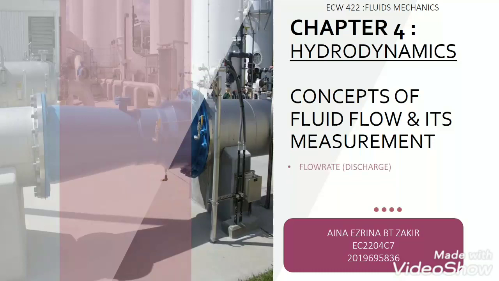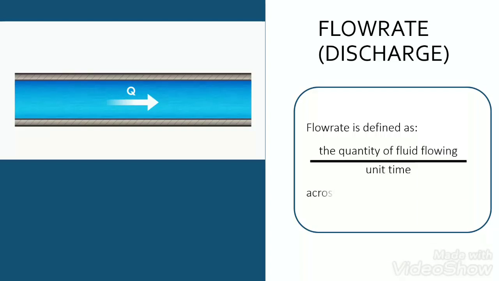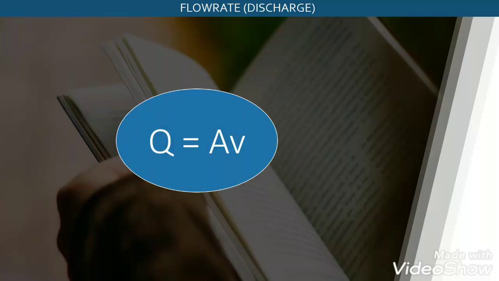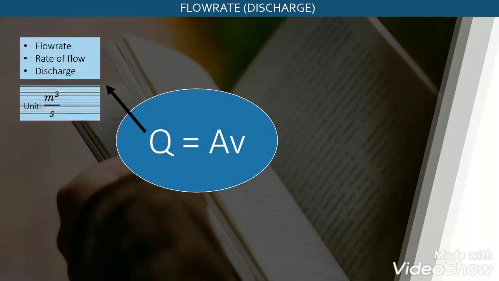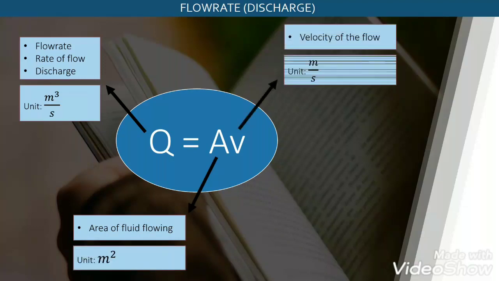Chapter 4, Hydrodynamics, on flow rate or discharge, velocity, and the principle of conservation of mass. The first is, what is flow rate or discharge? Flow rate is defined as the quantity of fluid flowing per unit time across any section. The formula is Q equals A times V, where Q is the flow rate or rate of flow or discharge, with the unit meter cube per second. A is the area of fluid flowing, with the unit meter square. And V is the velocity of the flow, where the unit is meter per second.